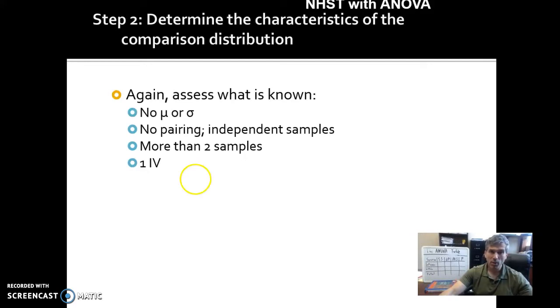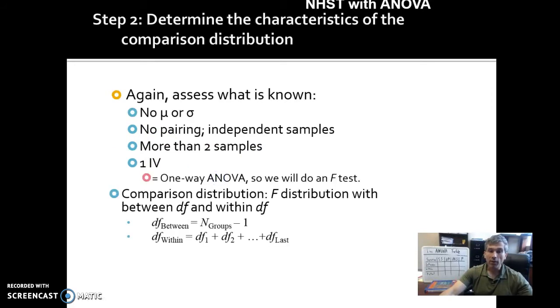So we don't know any parameters. We have a between participants design, more than 3 samples, and 1 IV or quasi-IV. We've talked about that already. That's why it's called a one-way ANOVA, the one factor. So we'll be doing an F test here.